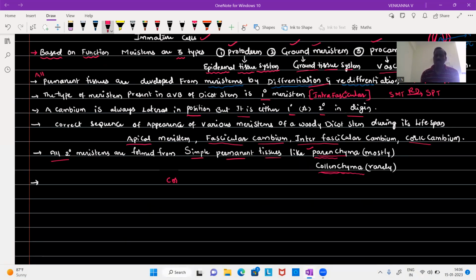You know that cork cambium is one important secondary meristem. This secondary meristem is developed from parenchyma of the cortex. And one more important one is interfascicular cambium. Interfascicular cambium is also another type of secondary meristem. This interfascicular cambium is developed from parenchyma of medullary rays. So mostly secondary meristems are developed from parenchyma, also from collenchyma, right?